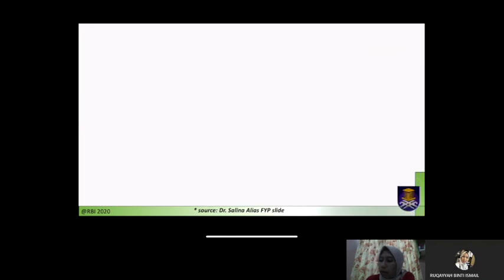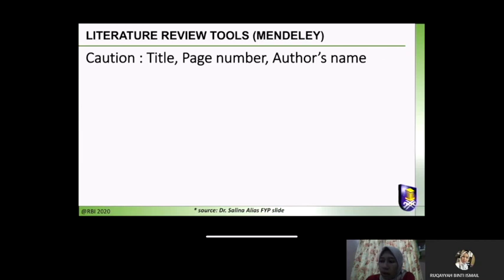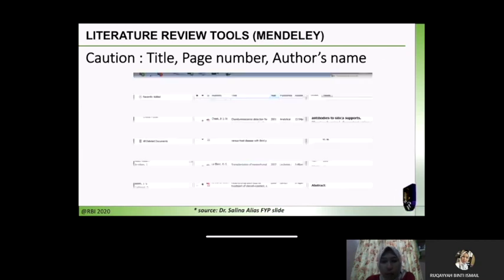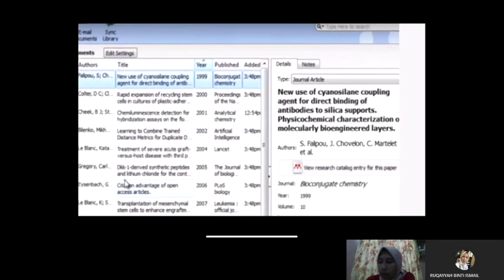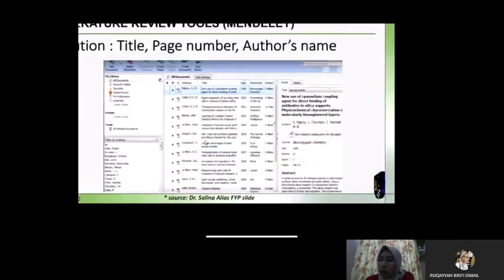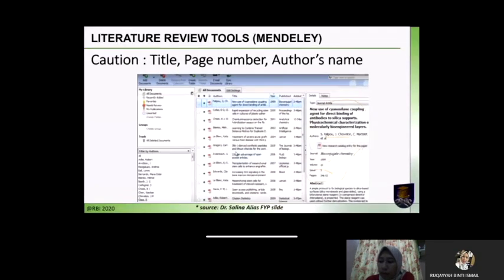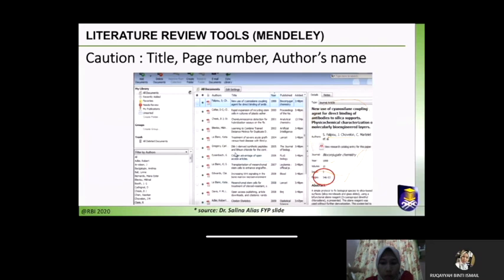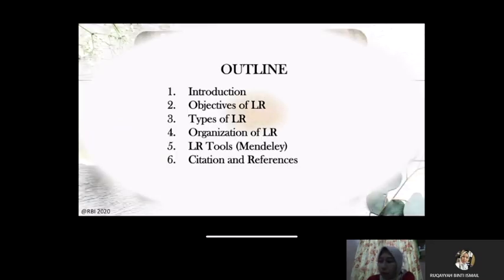Okay, caution: the title, page number and author's name must be correct. So here is where you can check and make sure you get your author's name right, your year, the pages, the journal name, all those things. It will help you when you got it right, then when you generate your bibliography or your list of references, you will get the right input.